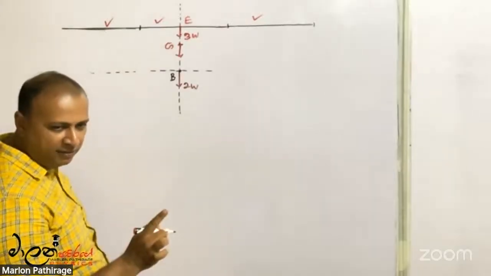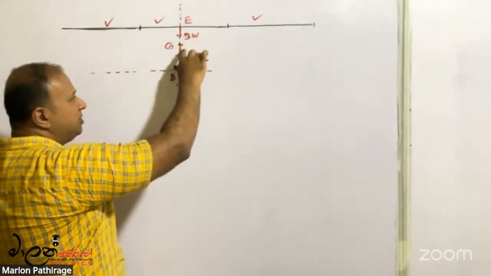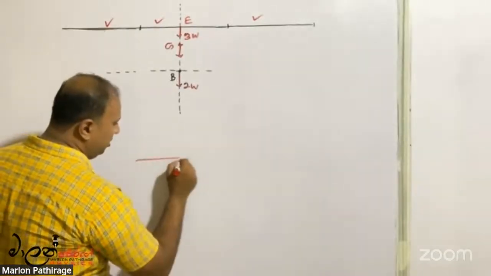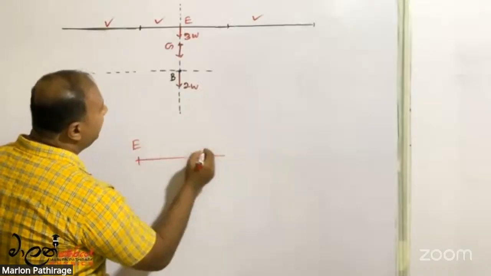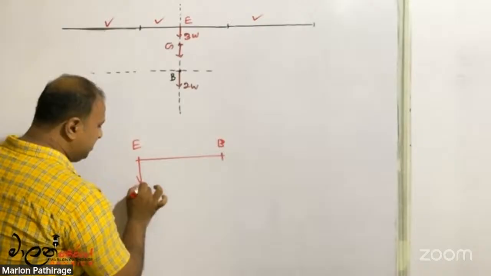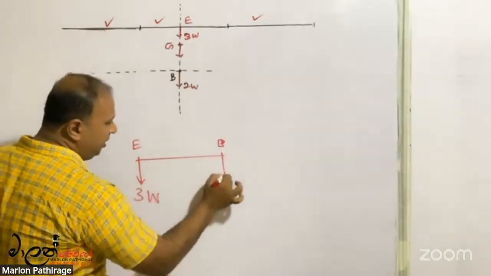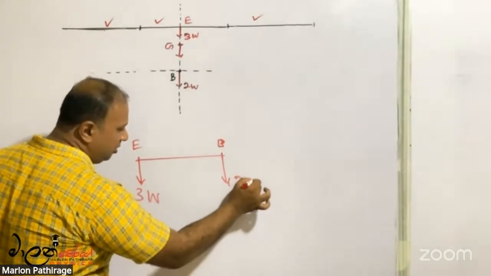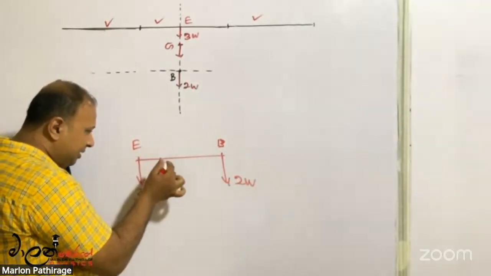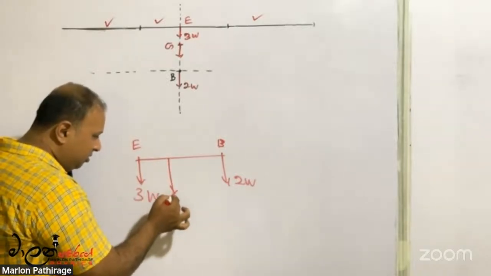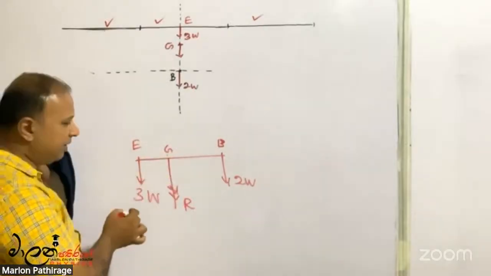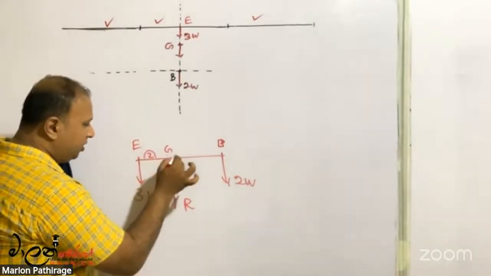How to take the center of gravity? Now one force is 3W and the other force is 2W. Here put E, here B. At E there's a 3W force. At B there's a 2W force. Therefore, the resultant force or the center of gravity should be located in a 2 to 3 ratio.